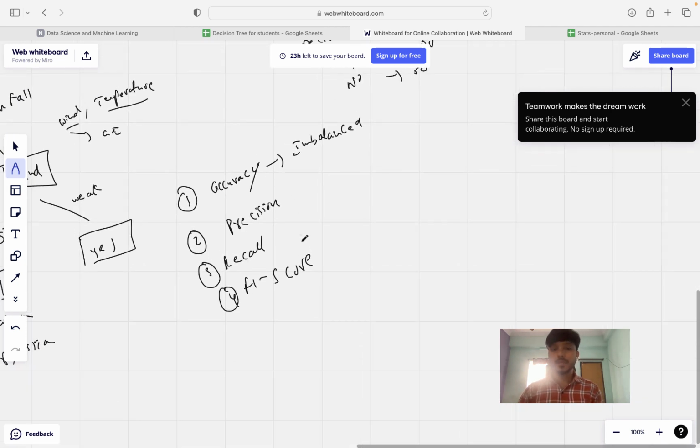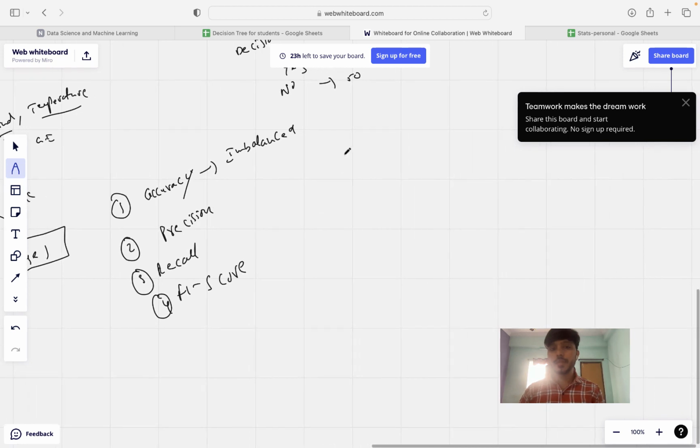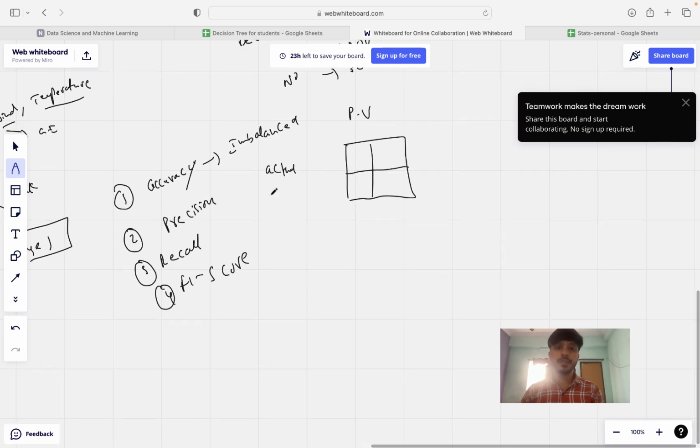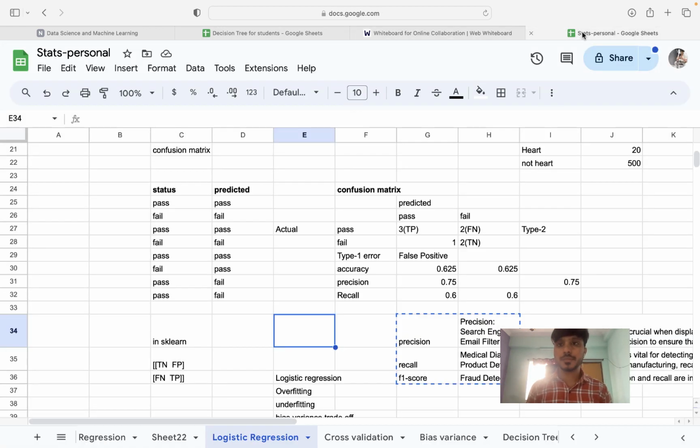I can explain all these things, but this video is going to be longer. To calculate all these, we first need to create the confusion matrix. I'll just give you a higher-level view of what happens. You will have predicted values here and actual values here; these are the model predicted values and these are the actual values. Let me show you with the data itself, so that will be better for you.